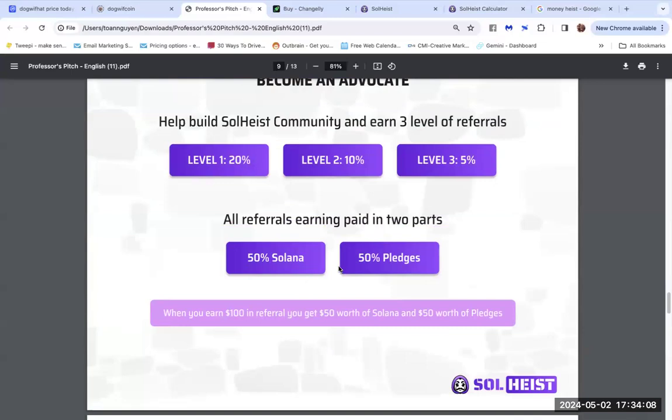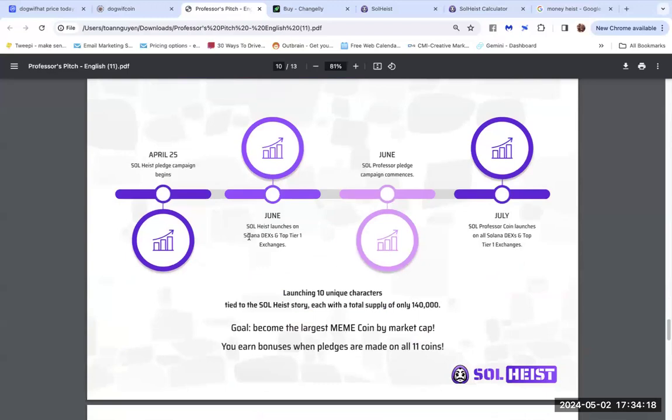$1,000 of that went to Solana, paid out to you instantly, by the way. And the other 50% went towards your pledge, growing a passive yield for you for the next 2 years. When Sol Professor launches as a pledge campaign, let's say I decide to actually withdraw my daily yields up to this point, and I bought some from the exchanges, and I was able to accumulate $10,000 worth of Solheist. For the sake of math, I make a pledge of $10,000 in here.